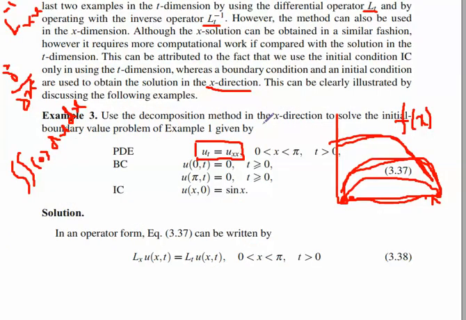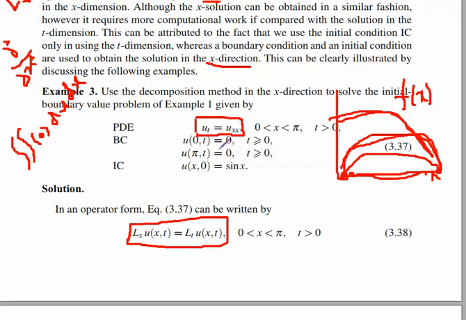So now we have this heat equation, and for it we are going to choose the linear operator: L_x of u(x,t) is equal to L_t of u(x,t), where x is between 0 and pi and t is greater than 0. This is the operator form of the above equation.